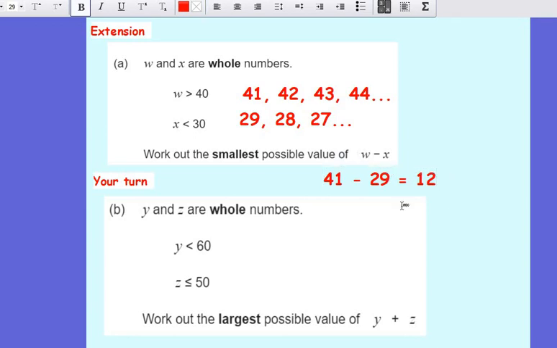Pause the video for a couple of minutes. Have a go at the second question for me. List those integers first. It's going to help you out.